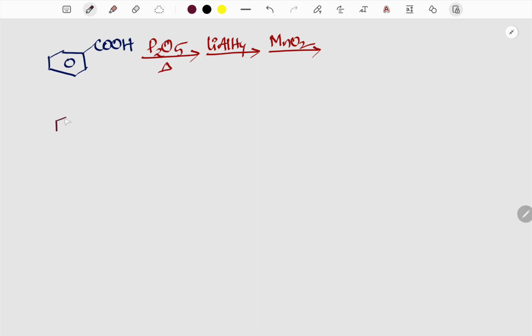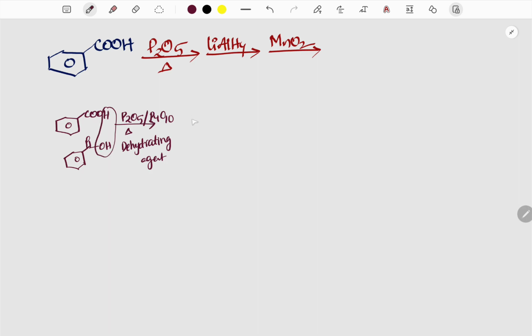Benzoic acid treated with P2O5 or P4O10 and heating. So it is a dehydrating agent. Therefore, we have to do dehydration by removal of water. So here H2O is removed and finally it gives the corresponding benzoic anhydride.